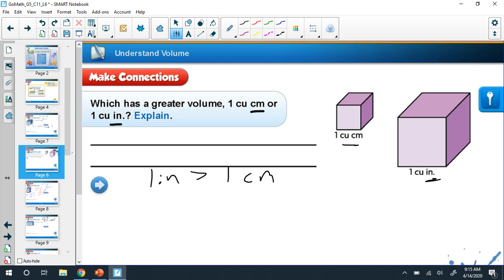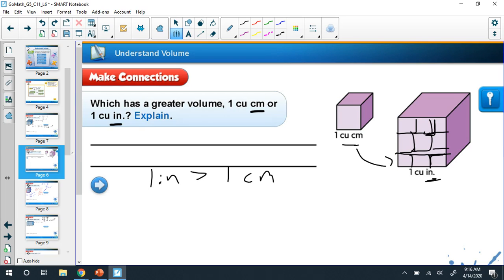Because if we were to draw this in here, it's not perfect, but we would have to put 2.5 centimeters across this way. We would also need another 2.5 centimeters going down this way. Then, of course, this is a 0.5 centimeter and a 0.5 centimeter and a 1/4 of a centimeter. So we can see that we're going to use a lot more cubic centimeters to fill something that is the same size as a cubic inch.